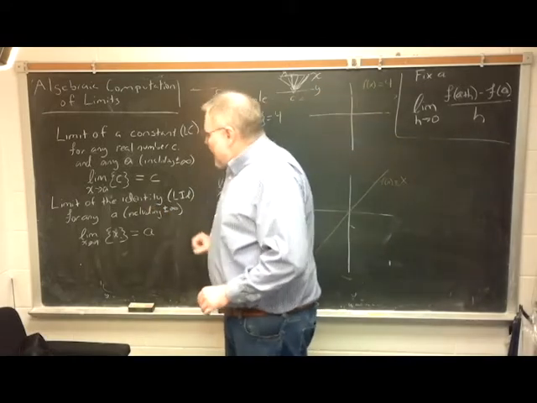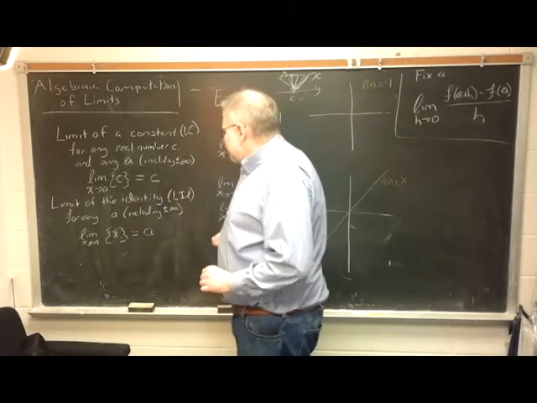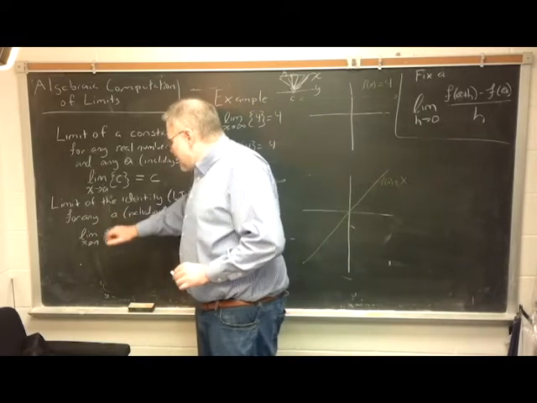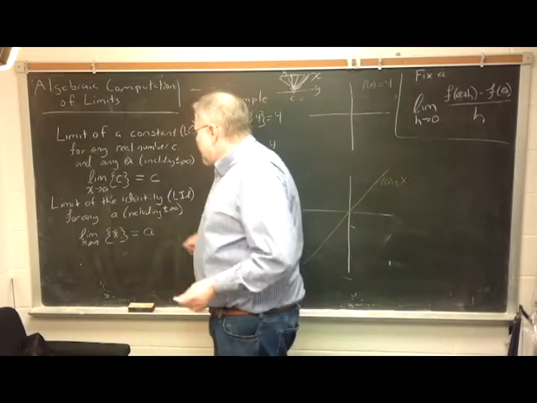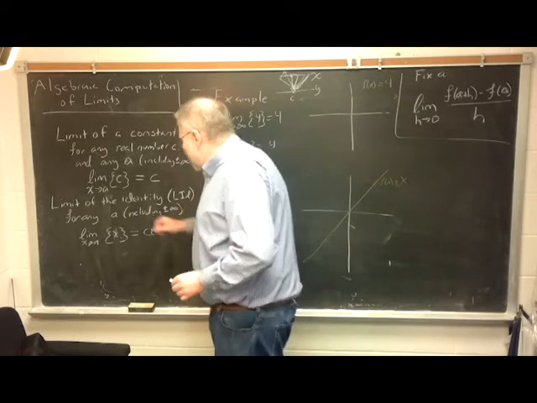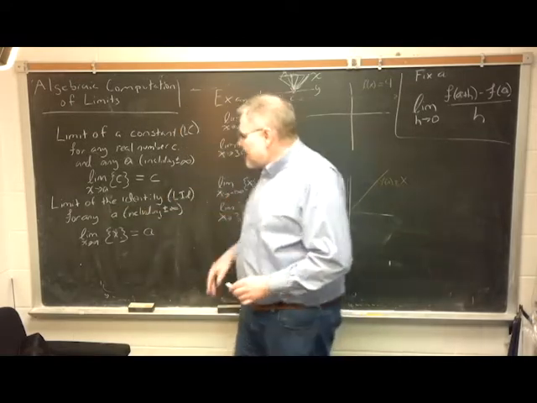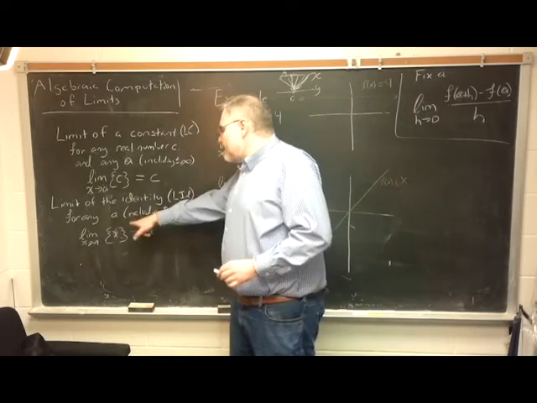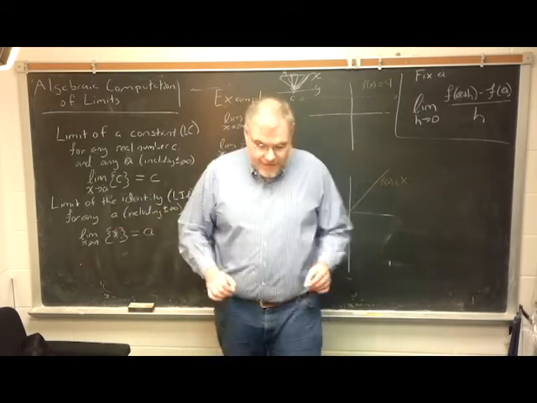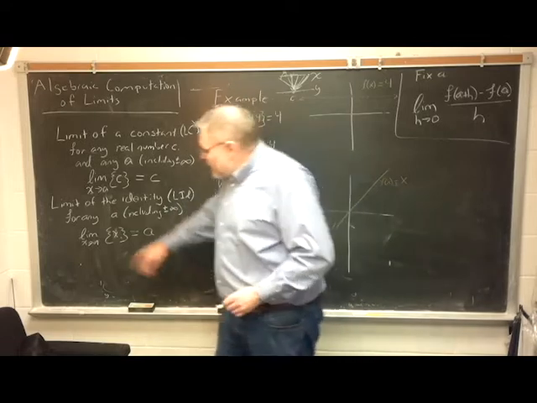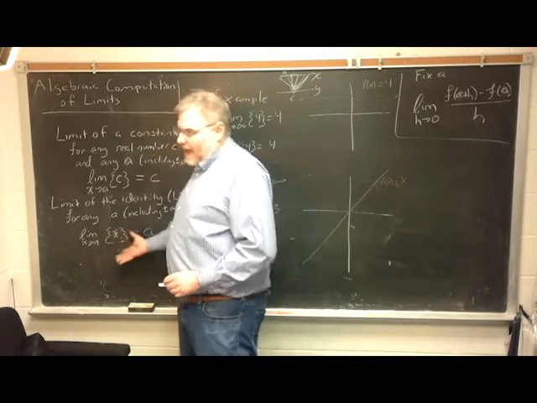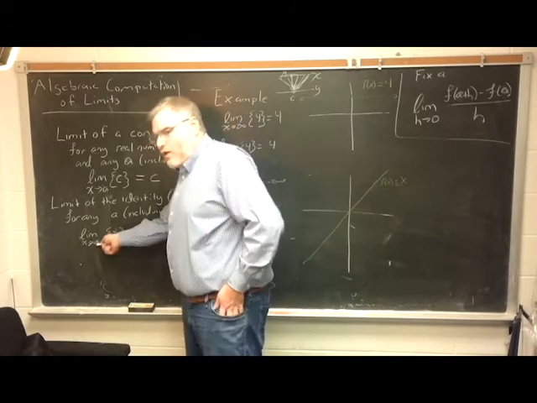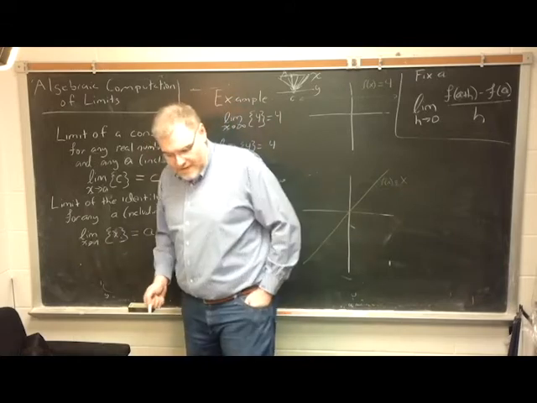The next rule we have is called the limit of the identity. It says that for any real number a and positive and negative infinity, the limit as x goes to a of x is just a. In other words, I take whatever I'm going toward and stick it in at the end.